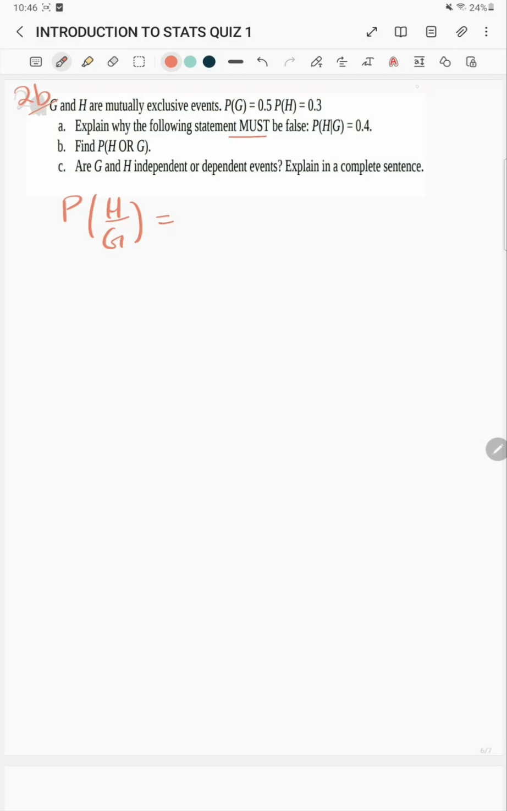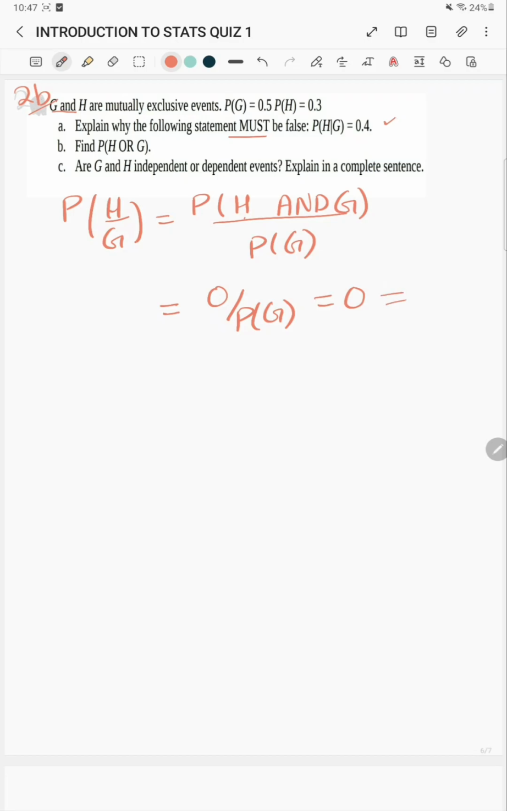So how are we going to prove this? According to the formula, it's probability of H and G over probability of G. And everyone knows when the two events are mutually exclusive, H and G is equal to 0. So it's going to be equal to 0. It's not equal to 0.4. So therefore, option A is incorrect.